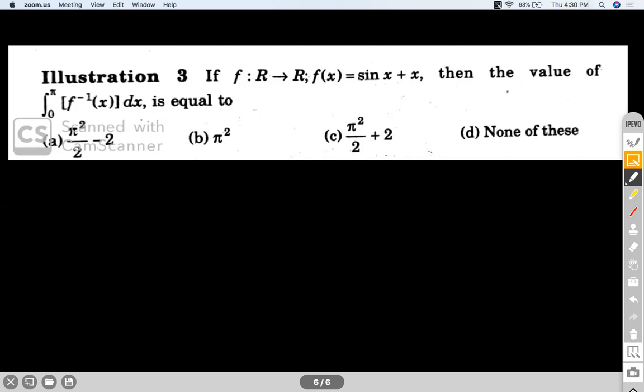I'm sorry, is that the greatest integer? No, it's an ordinary bracket. Greatest integer will always be listed out here. They would always say where this represents the GIF function. If nothing like that is mentioned, you have to treat it as an ordinary bracket.